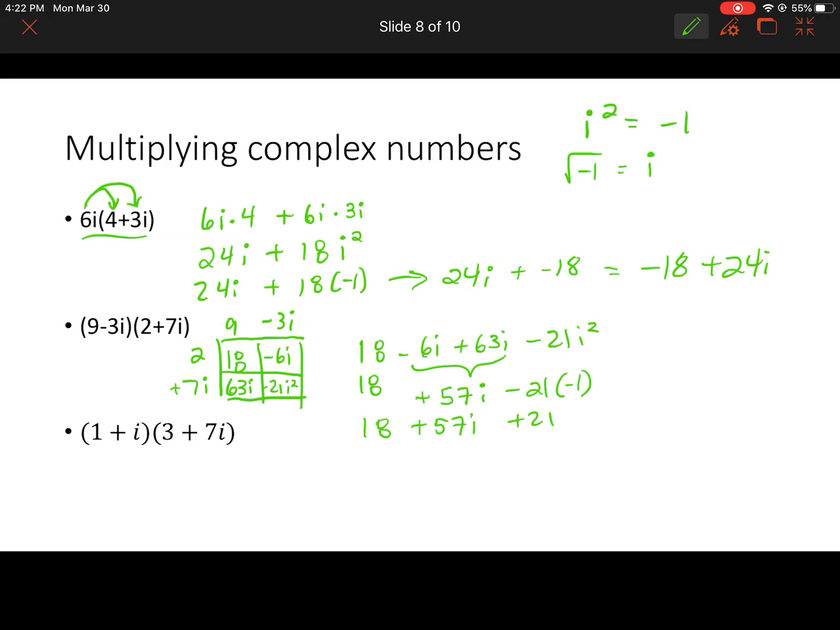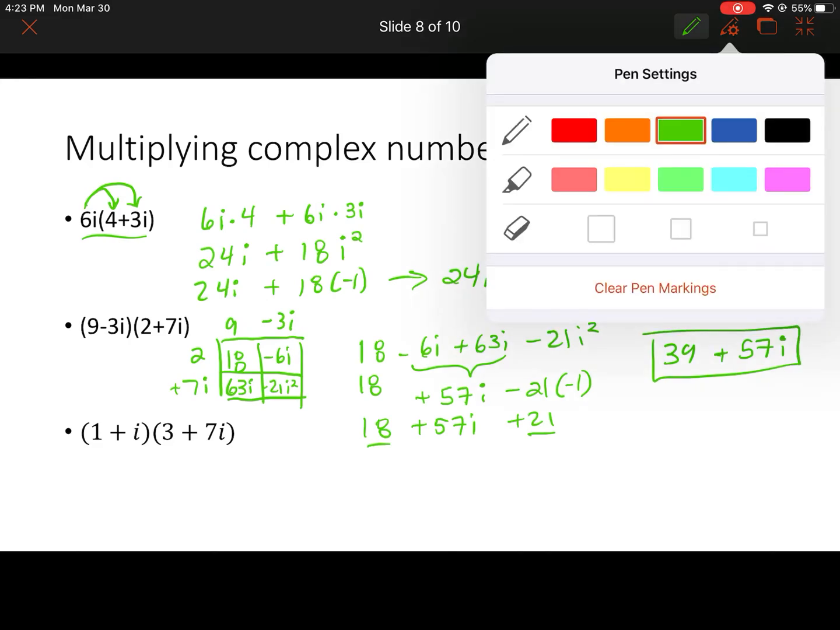18 over here plus 57i. And if you notice, now we have three terms. Fortunately, this term and this term are now like terms, so we can combine them together too. This is going to become 39 plus 57i. Okay. So it worked out quite well. This is our final answer for that one, multiplying it.